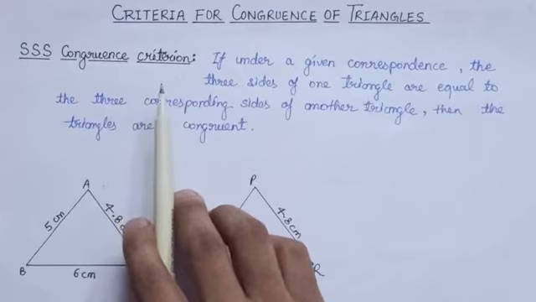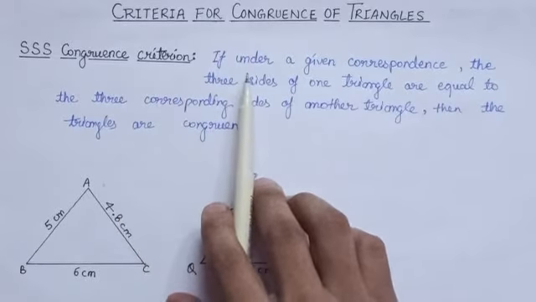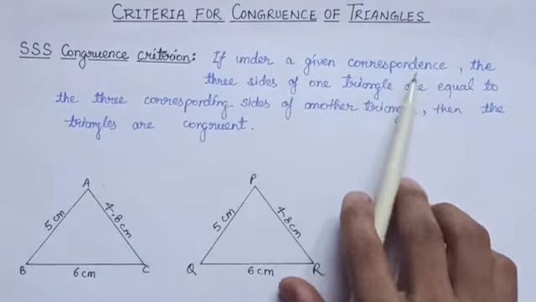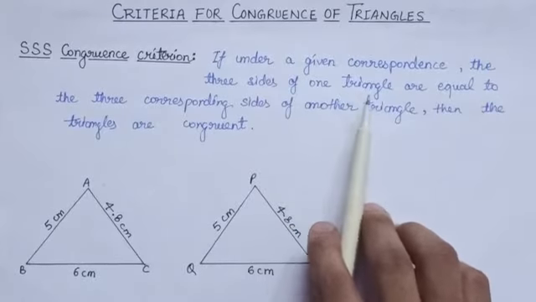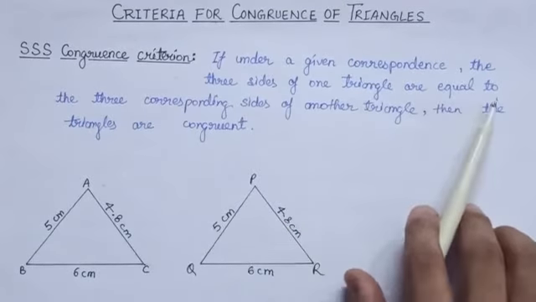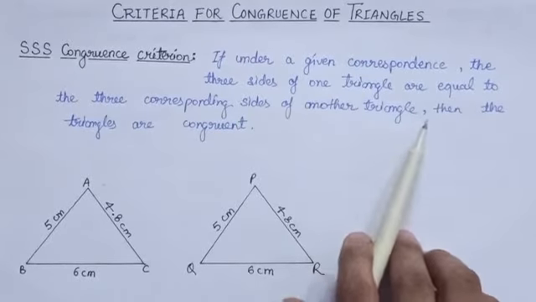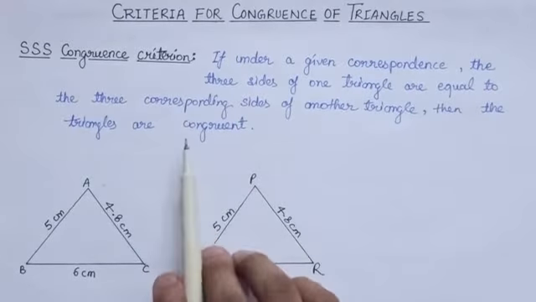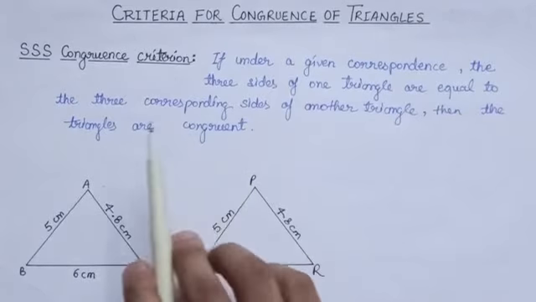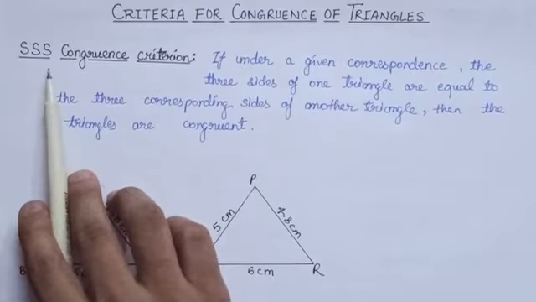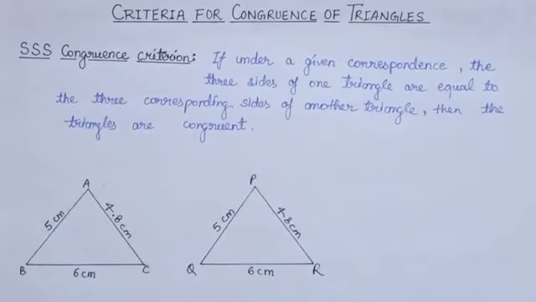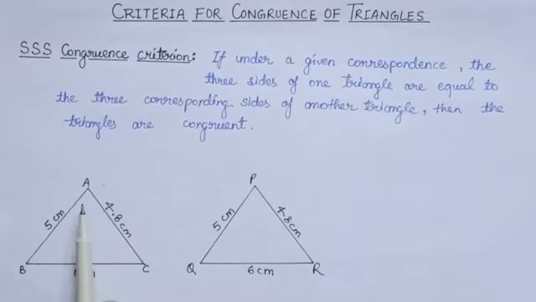So what does this criterion mean? If under a given correspondence, the three sides of one triangle are equal to the three corresponding sides of another triangle, then the triangles are said to be congruent by SSS congruency. Here let us consider two triangles ABC and PQR.